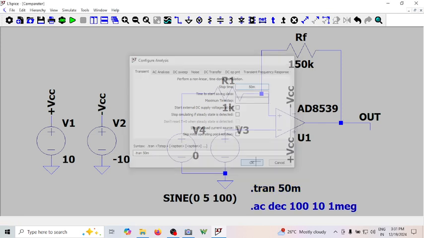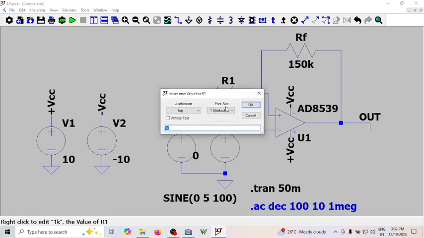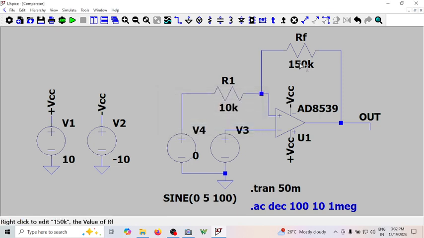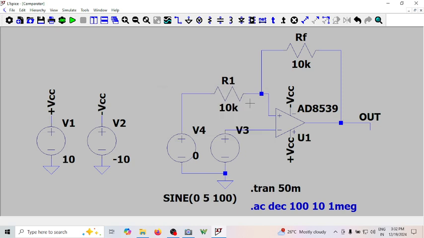50 millisecond is enough because I'll see 5 cycles. So now output will go to plus Vsat, minus Vsat, which is plus 10, minus 10. Of course, let me make this maybe 120k. Or maybe you can just take it as 1k or 10k, 10k for simplicity. Let me make this also as 10k. This also as 10k. Now let me run this.